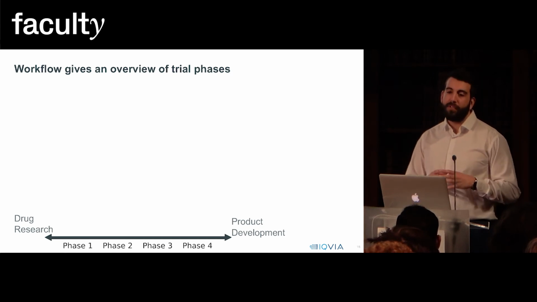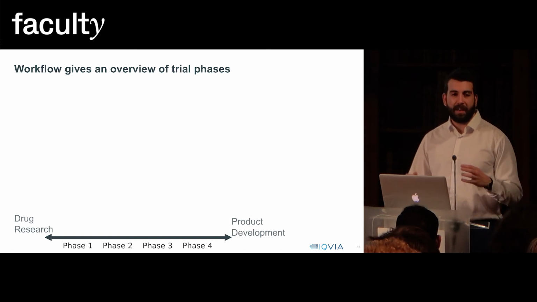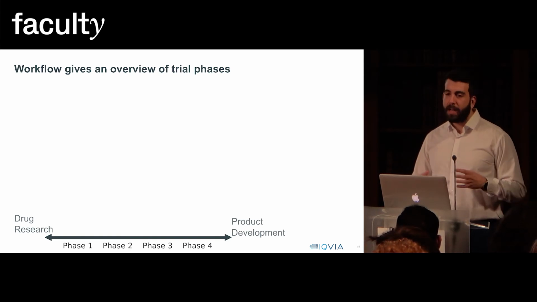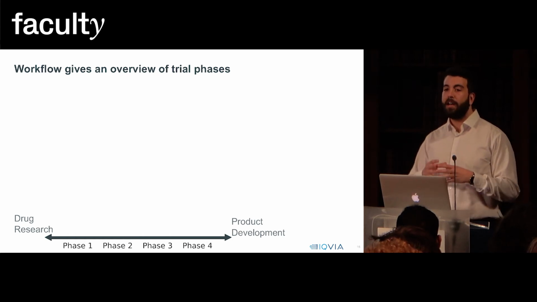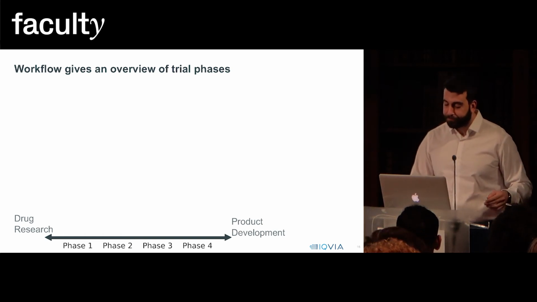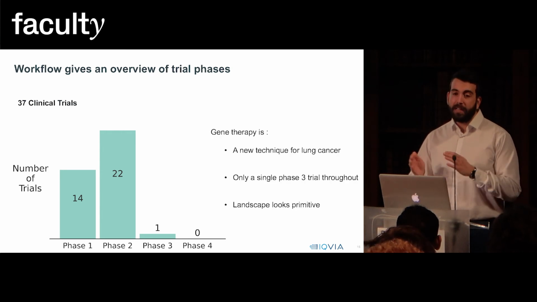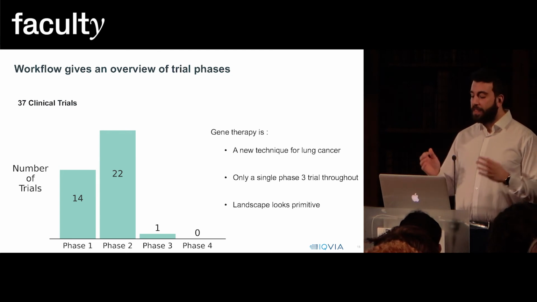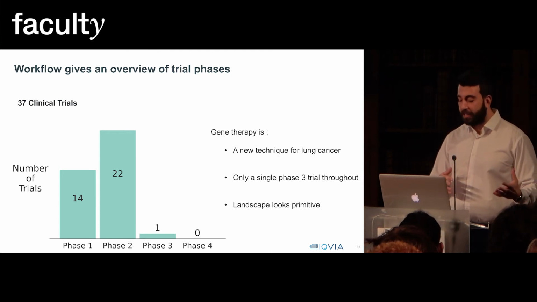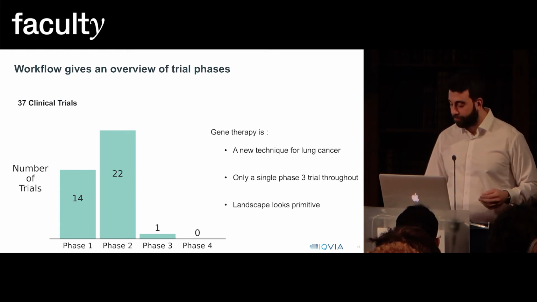And here we will have an overview of the trial phases. Now, most of you might have become familiar with clinical trial phases with the COVID vaccinations. But to recap, early trials, so phase 1 and phase 2 trials, are actually more on the research side of things, while phase 3 and phase 4 mean that the product can start getting into the right channels to enter the marketplace. Out of our current 37 trials, we can see that the majority lies in the research phases. So we can start making some conclusions that gene treatment is a new technique to treat lung cancer. We only have a single phase 3 trial, so the landscape still looks a bit primitive.